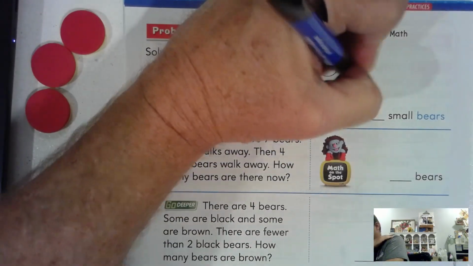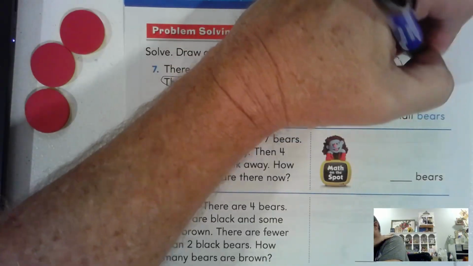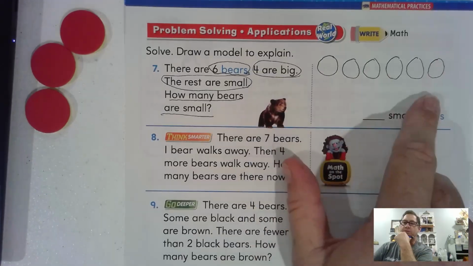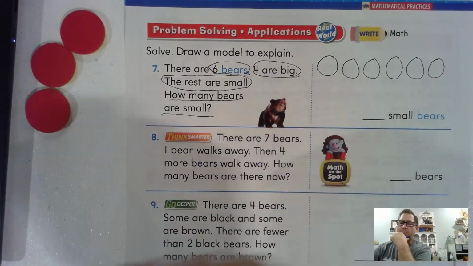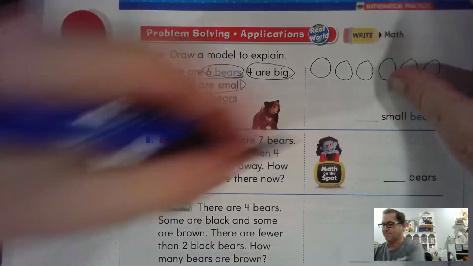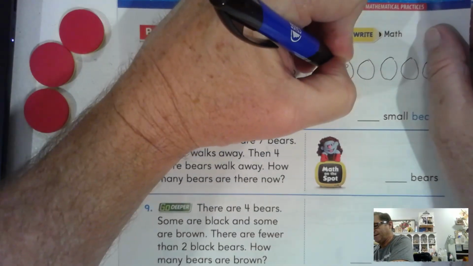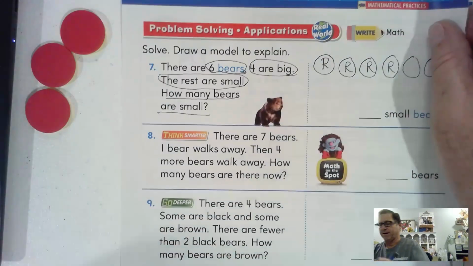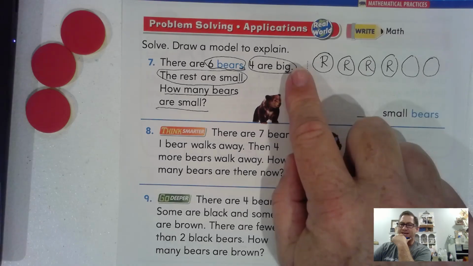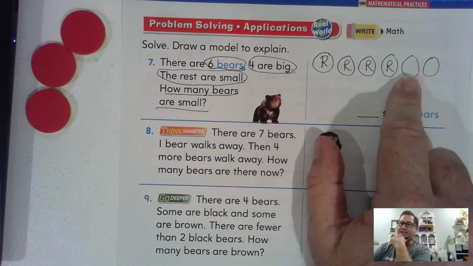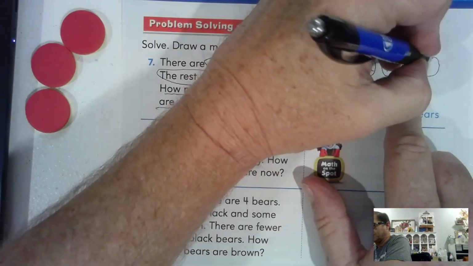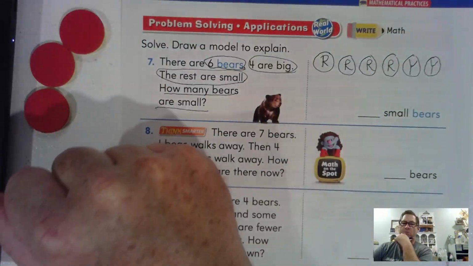Okay, so how many circles or how many counters do you need? We need 6, right? All right, so 6 circles, 2, 4, 6. 4 are big. Choose one of the colors, right? One of the sides to represent the big. So here I'm going to say red. So the 4 reds would represent the 4 big bears. And so the rest, these 2, have to be the small bears. And I'm going to use the yellow side to represent the small bears.